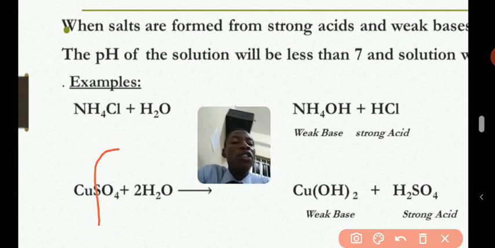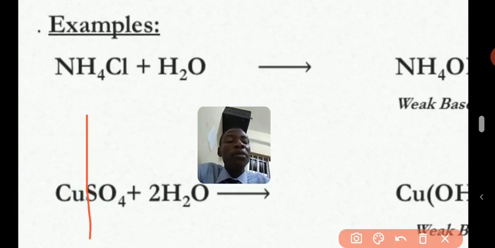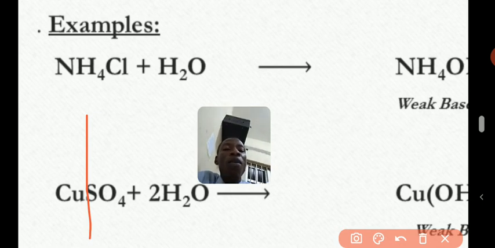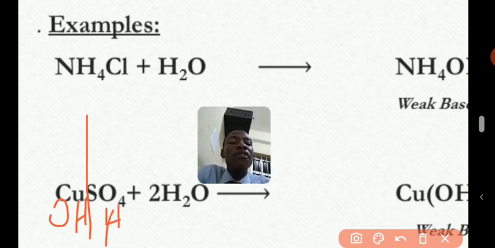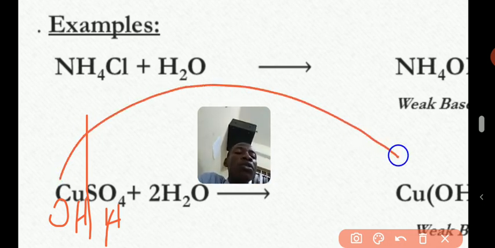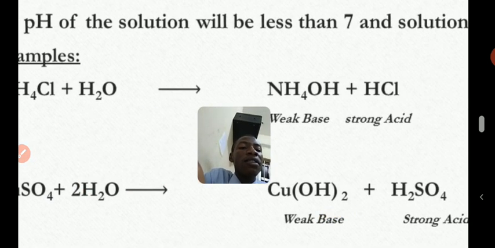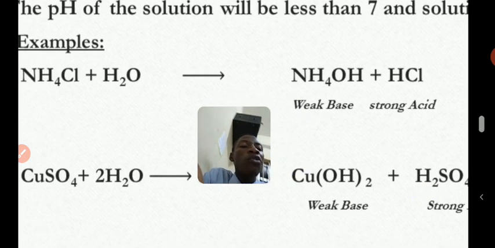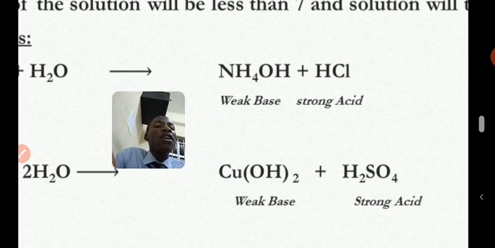Copper sulfate. What do you normally do? Like I told you, you cut it in the center. H2O, OH will go to the cation, that's the metal part. Then hydrogen will go to the negative ion part. So what will you be having? Copper and OH give you copper hydroxide. Then hydrogen and SO4 will give you H2SO4. Now observe that copper hydroxide is a weak base, while H2SO4 is a strong acid, isn't it?